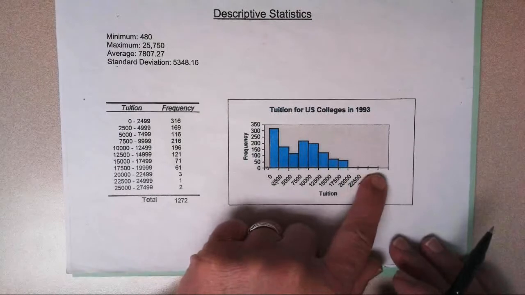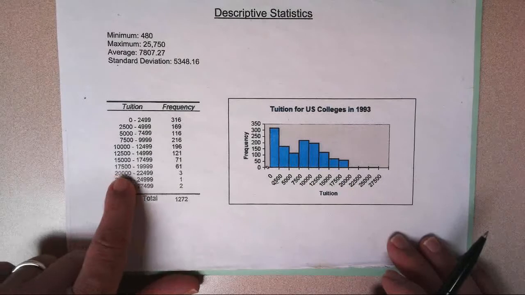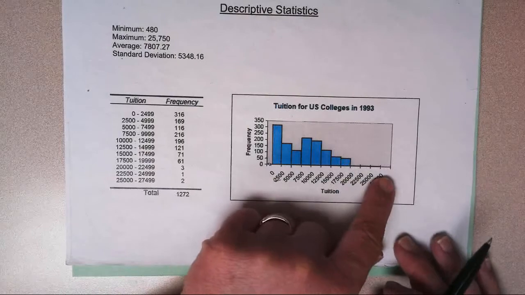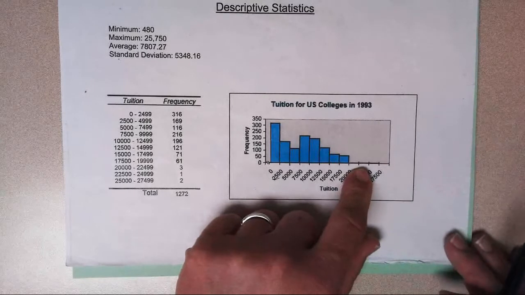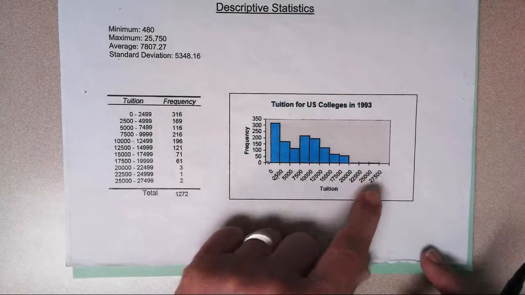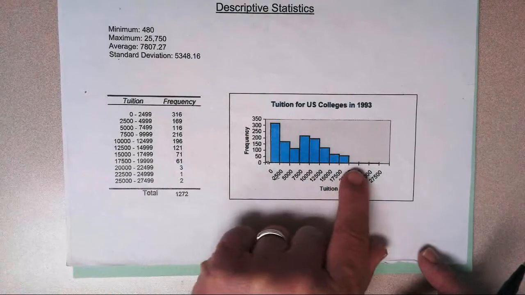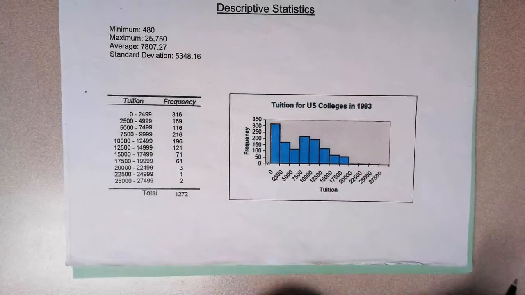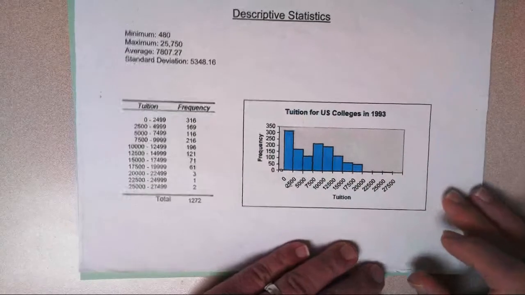And you can see over here, this is above 20,000. There were only a handful of schools that were that expensive, maybe some Ivy League schools. They barely show up on the graph, but if you look really close, there's a little bit of blue there. You can barely see it because this axis is going up by 50s, so 3, 1, 2, they don't show up much. But there is a little bit of data there. So this picture gives you a nice visual of how that data is distributed.